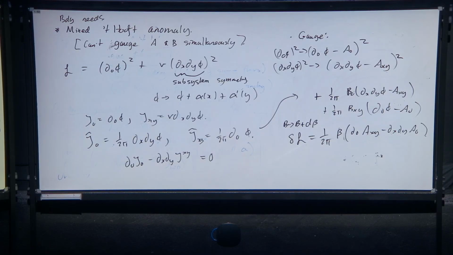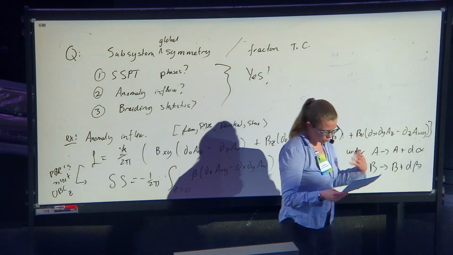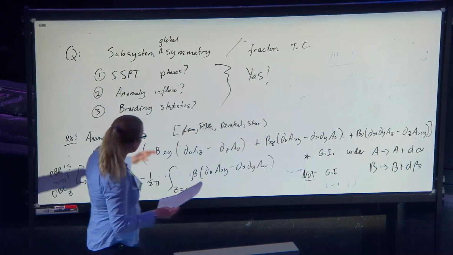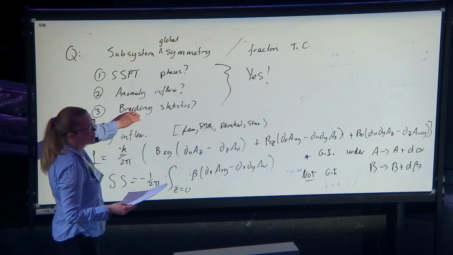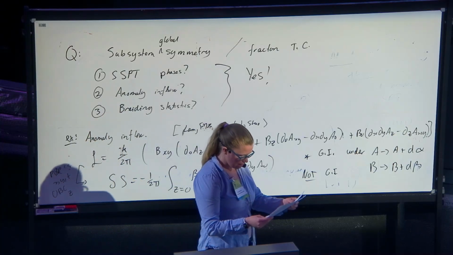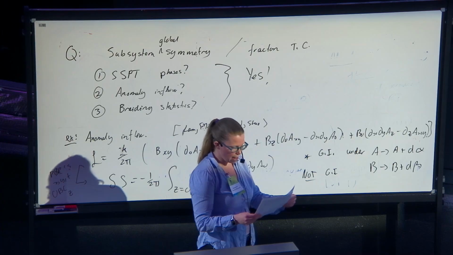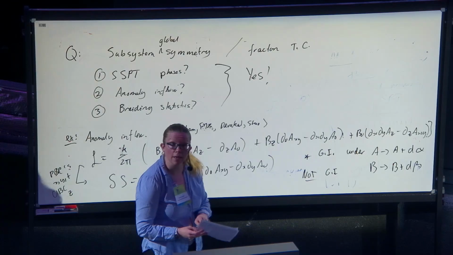Okay, so what I want to tell you about next, so this was anomaly inflow. Now I want to ask a little bit about, well, what about this braiding statistics argument? And in particular, what does braiding statistics tell us about what kinds of SSPT-like phases we can have?